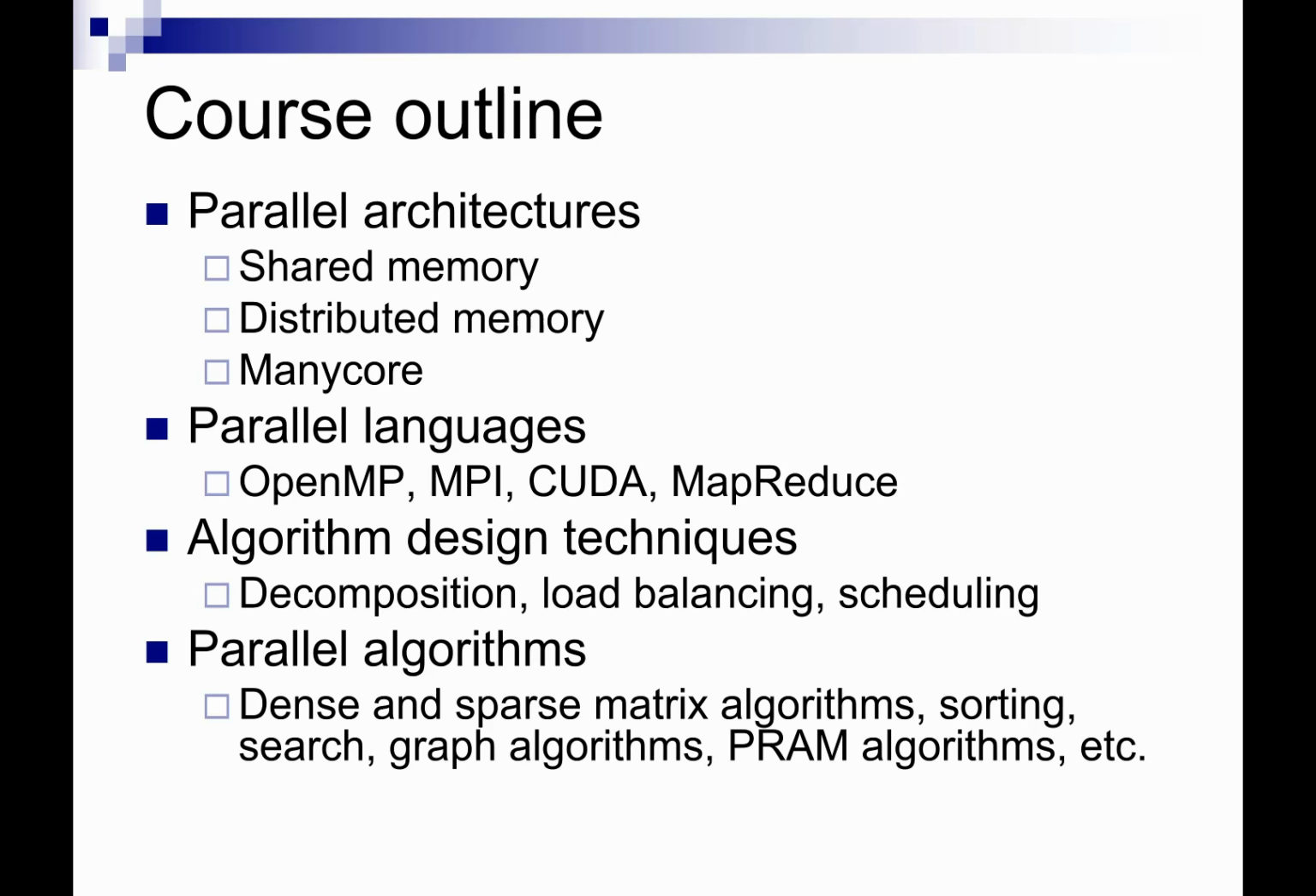And then, as I mentioned, there are these parallel algorithms which are building blocks for other types of parallel computations. And so we'll try to cover most of the fundamental algorithmic building blocks. These include things like dense and sparse matrix algorithms, right? It includes sorting in parallel or searching in parallel. We'll talk about some parallel graph algorithms.